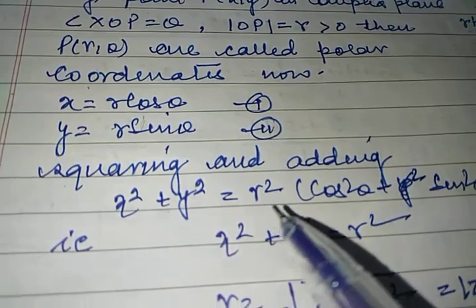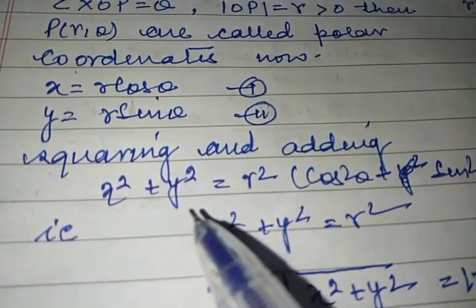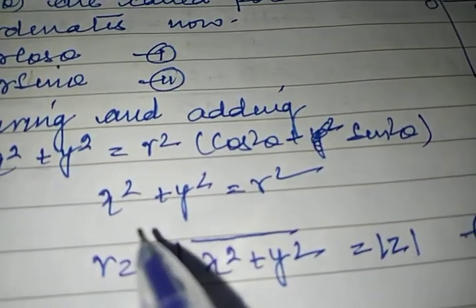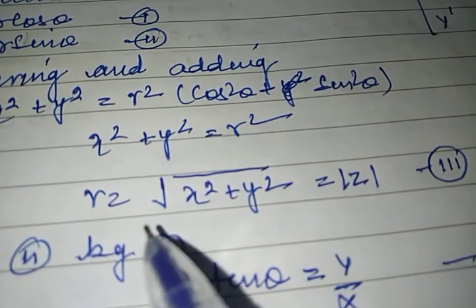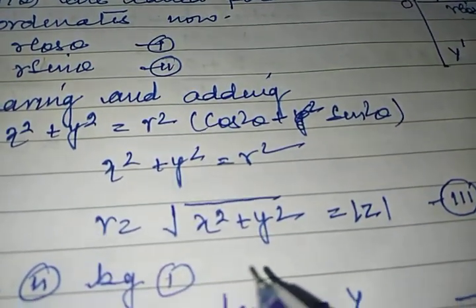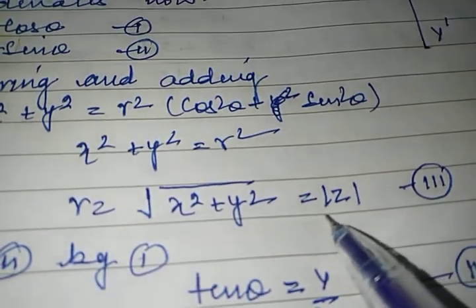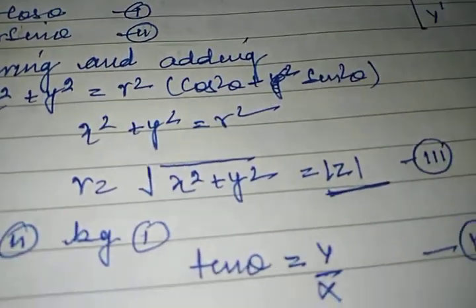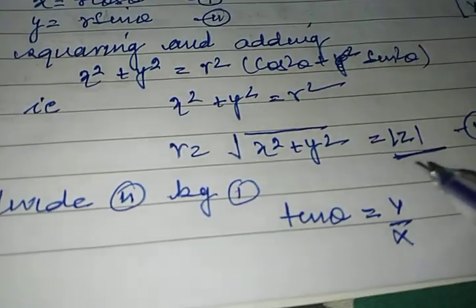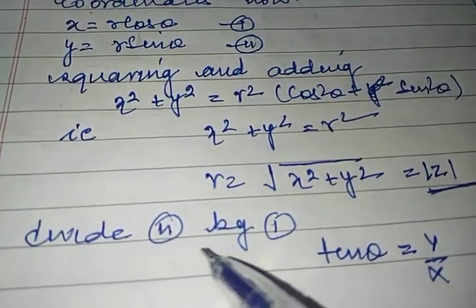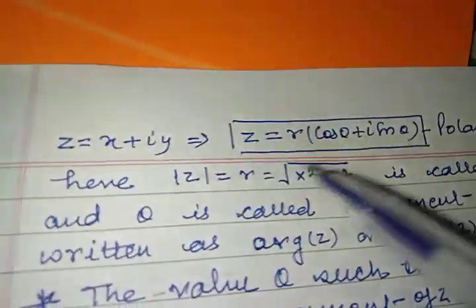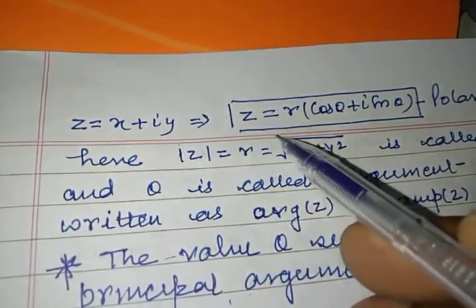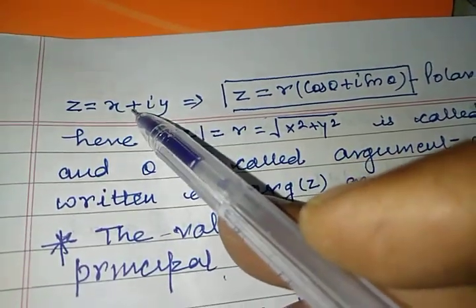Now squaring and adding both 1 and 2, we get x square plus y square equals r square, and r is equal to the square root of x square plus y square. This we have done earlier as the modulus of the complex number, so this is equal to the modulus of z. Then again, if you divide 2 by 1, we get tan theta is equal to y by x. This is the other form. Now z is equal to x plus iy, so we know the value of x and the value of y.